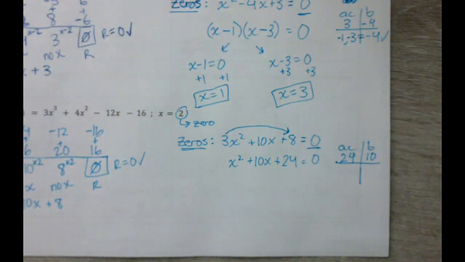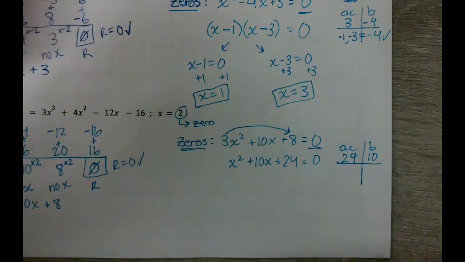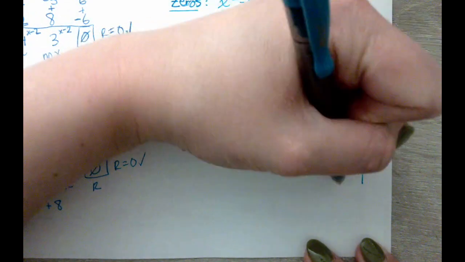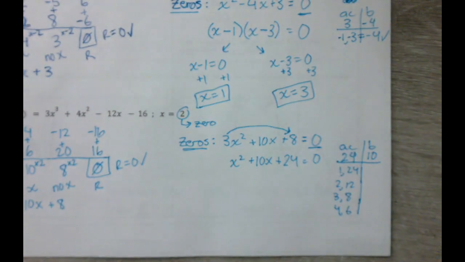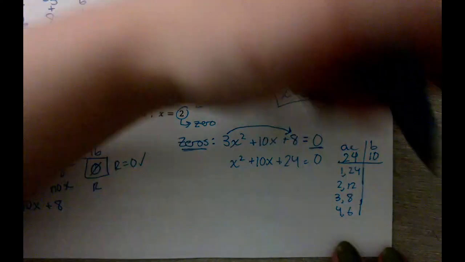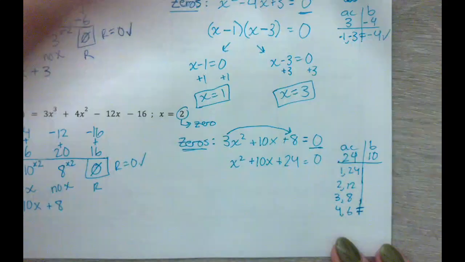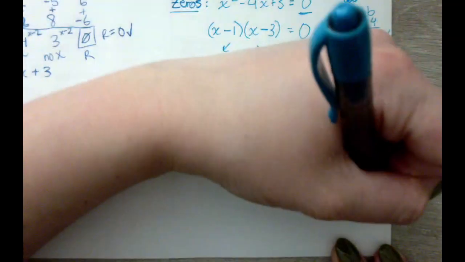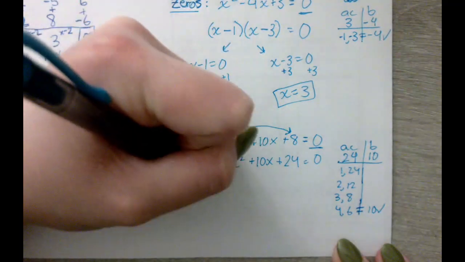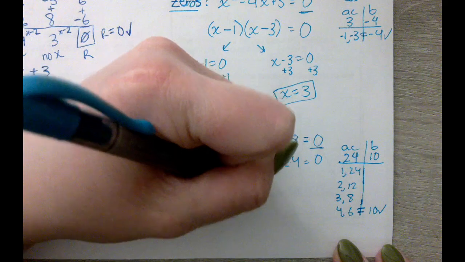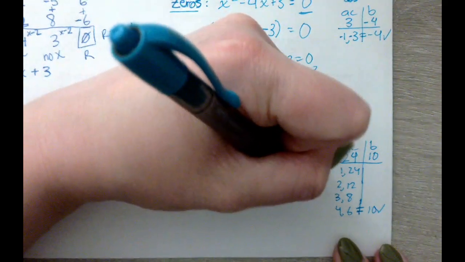So we need to come up with factors of 24 that give us 10. Again, if you can't think of them, you can always list out the factors and go from there. For 24, we have 1 and 24, 2 and 12, 3 and 8, and 4 and 6. Give those a good look. Which pair can give us 10? Hopefully you were thinking 6 and 4, because that is the correct pair. 4 plus 6 is 10, and 4 times 6 is 24. So we got the correct pair. So we have x plus 4 and x plus 6 equals 0.